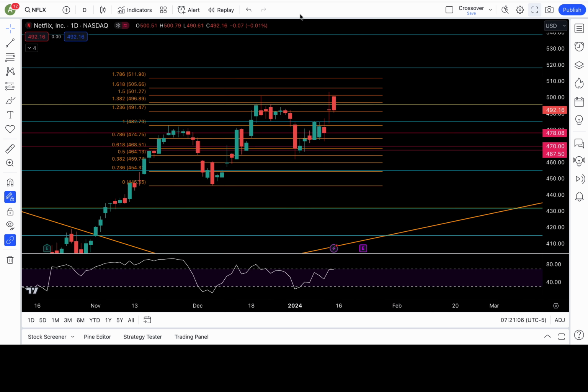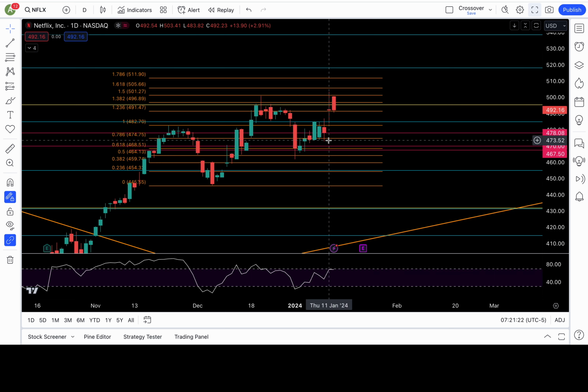Okay? Netflix also has an inside candle setup. If you're a bear, the next level you want to see breakdown is 491.4. 491.4 fail. That is bearish. Look to short. Lower targets would be in play.